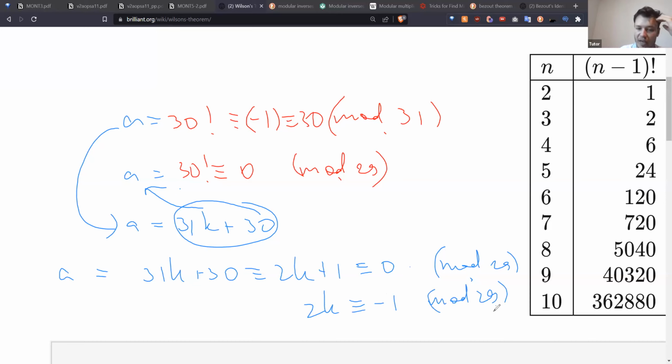Now look, 2 and 29 are coprime to each other, so I can multiply by 2 inverse on both sides. 2 and 2 inverse would cancel, so k is going to be congruent with minus 1 times 2 inverse mod 29. And if we knew the modular inverse, we could figure it out very easily. All right, cool. Hopefully that is clear.